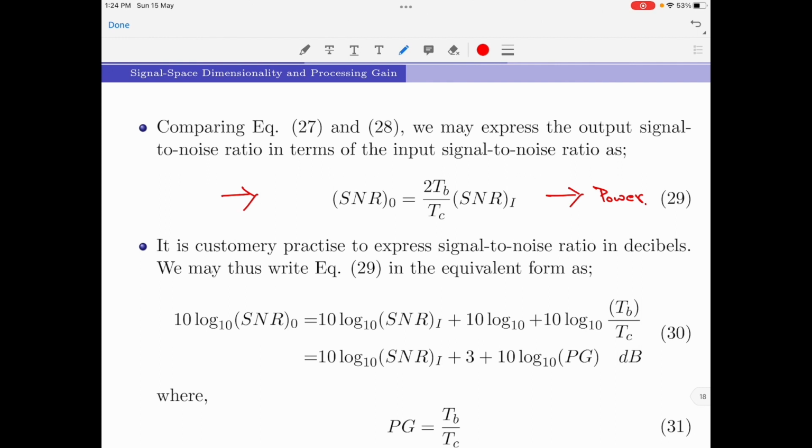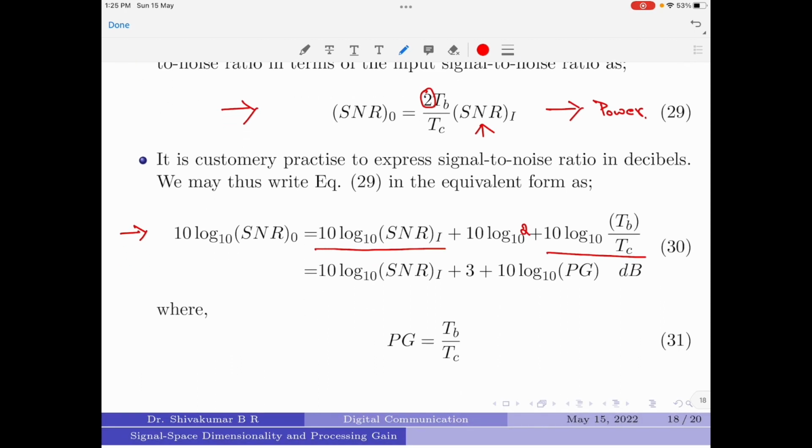However, it is quite customary to express the signal to noise ratios in terms of decibels. So, I will be now rewriting equation 29 in terms of decibels. So, it would be 10 log 10 of SNR output is equal to, I am going to take this part first. So, it would be 10 log 10 of SNR input. Then I am going to take this 2 here. So, 10 log 10 of 2, please make that correction. And lastly, I am going to take TB by TC. So, it would be 10 log 10 of TB by TC.